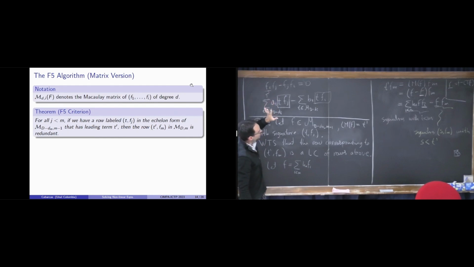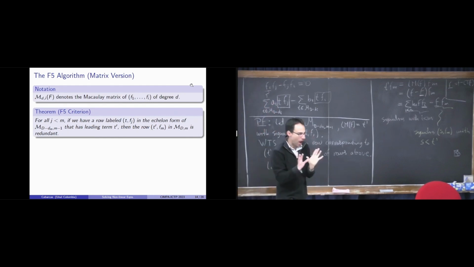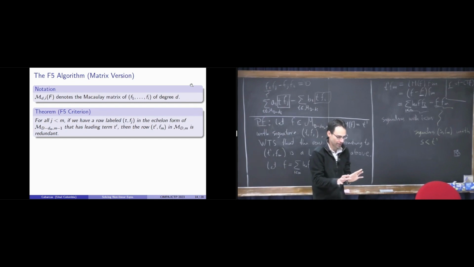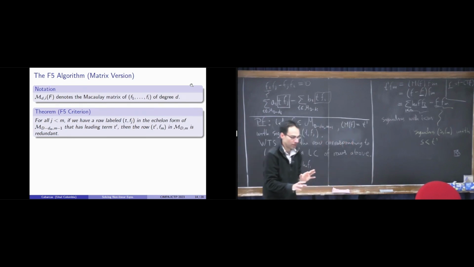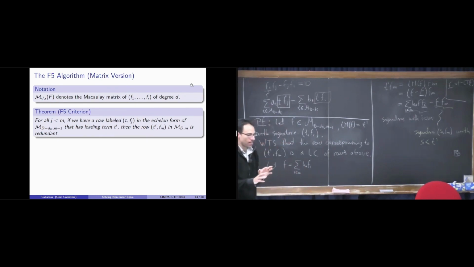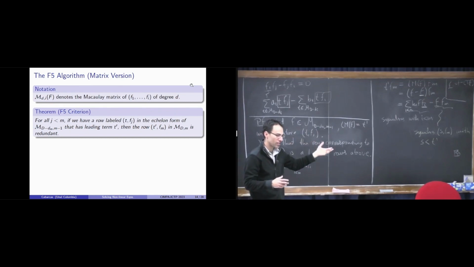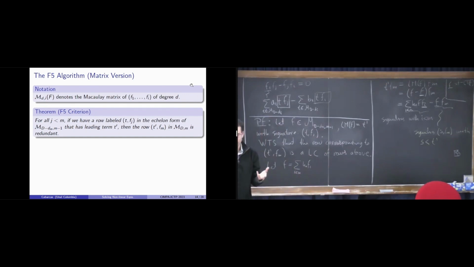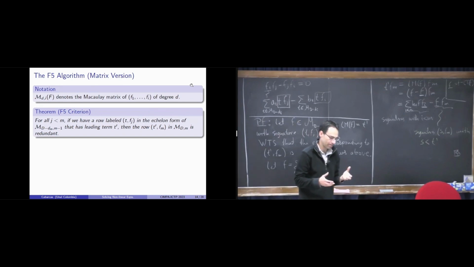Now, I'm going to leave it there for now. So we can write an algorithm based on this idea, remove redundant rows using the rewriting criteria and this F5 criterion, on the F5 algorithm, on the XL algorithm.